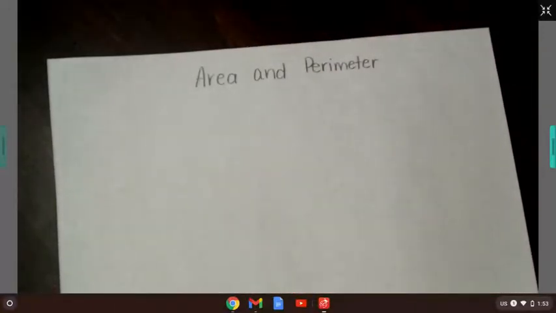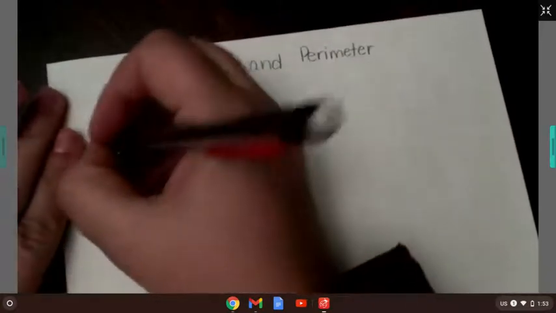Now, in some of my Google Meets already, I've asked if anybody remembers area and perimeter, and it's about half and half. Some people say they remember it, some people say they don't. This will be a good refresher, and it's also going to be kind of going into multiplication. So, the first thing I want to talk about is perimeter.